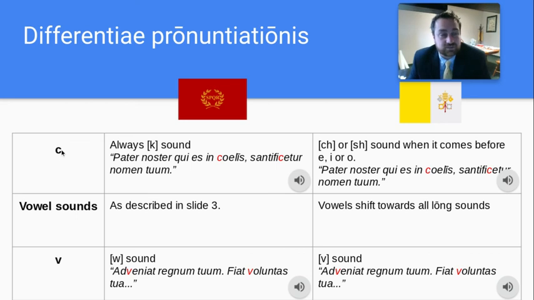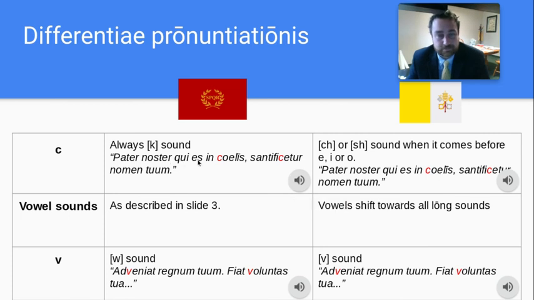So the first difference is with the letter C. In classical pronunciation, a C always makes the k sound, and only ever makes a k sound, 100% of the time. For each of these we'll have a line of text from a familiar prayer that exemplifies that difference. Here we have a line from the Pater Noster on both of these. This one will be said as if it were in classical pronunciation, and this one in ecclesiastical. So let's give it a listen.